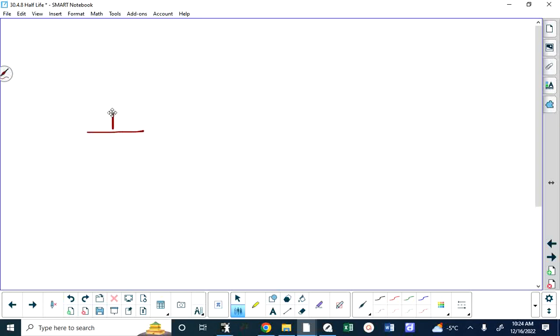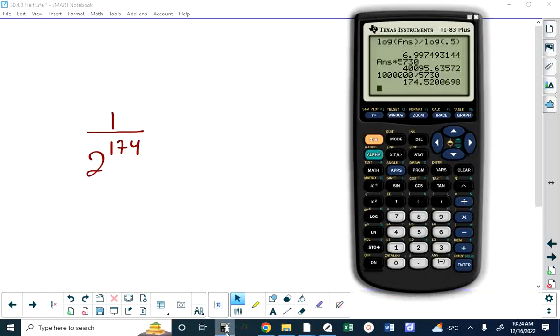The probability of that carbon-14 surviving is 1 in 2 to the 174. And if you actually try to calculate 2 to the 174, I don't think your calculator can cope with that. Oh, it is big. 1 in 2.39 times 10 to the 52. And 2.39 times 10 to the 52 is an unimaginably large number.